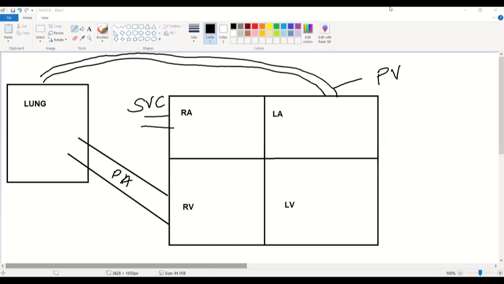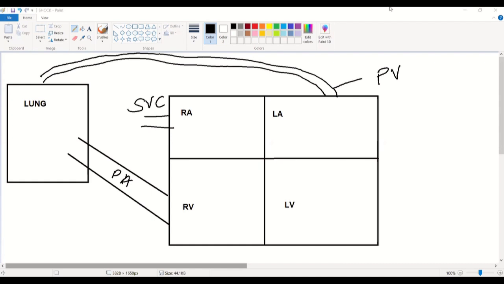Okay, so today we will discuss a very high yield topic, that is shock. Before discussing shock, first we discuss the normal circulation of the heart shortly.